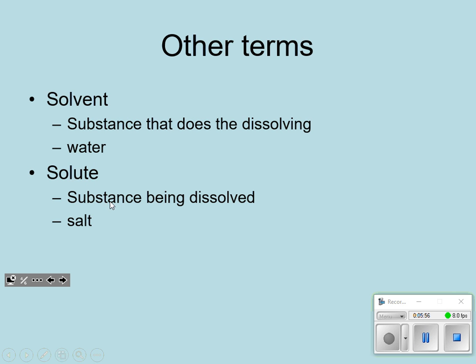Solute is the thing being dissolved. For example, if we had a saltwater solution, we add salt to water and mix, the salt is the thing being dissolved. We'll show you in a little bit how that mechanism actually occurs. So salt being dissolved in the water. Last two terms.